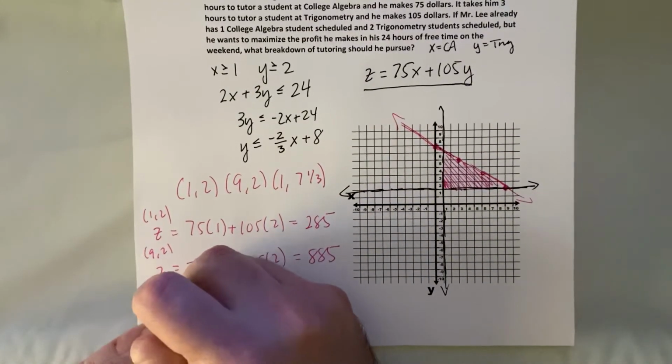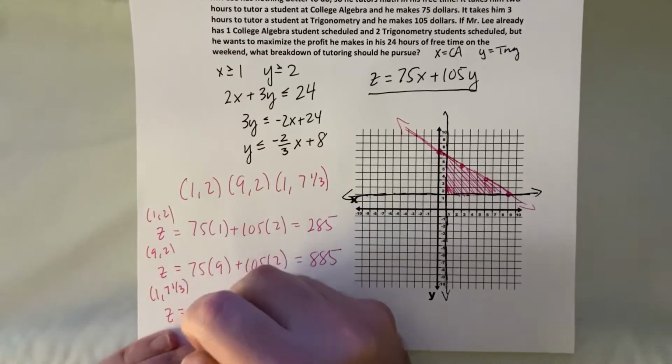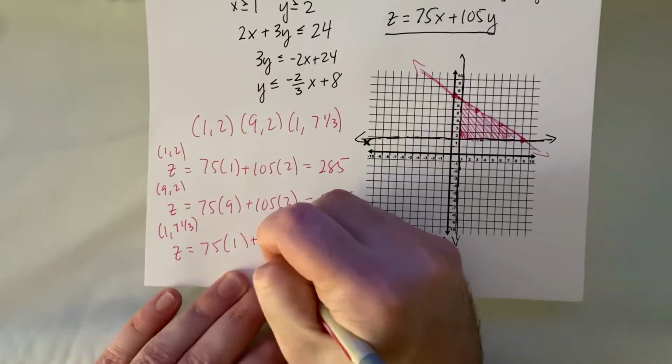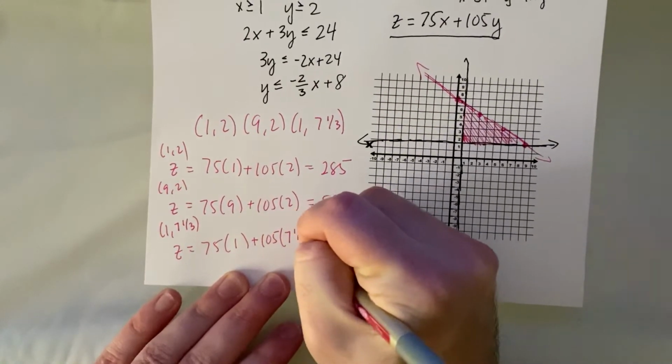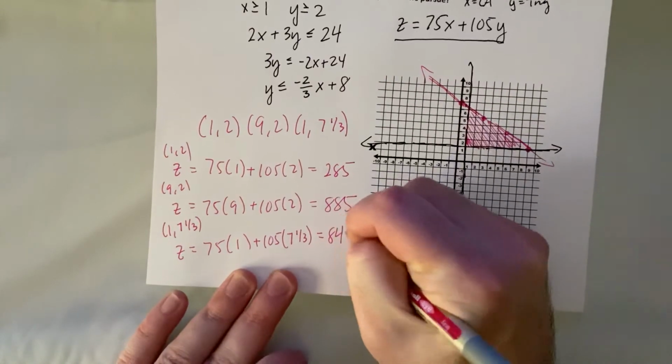Then 1, 7 1/3. So technically z equals 75 times 1 plus 105 times 7 1/3. Okay, so 105 times 7 is 735, plus another third of 105 is 35, so that's 770. 770 plus 75 is 845.